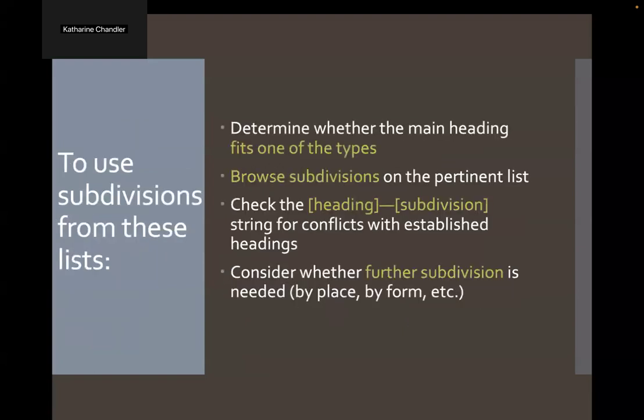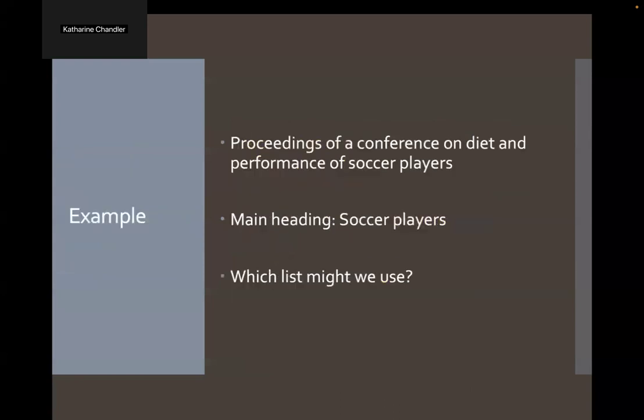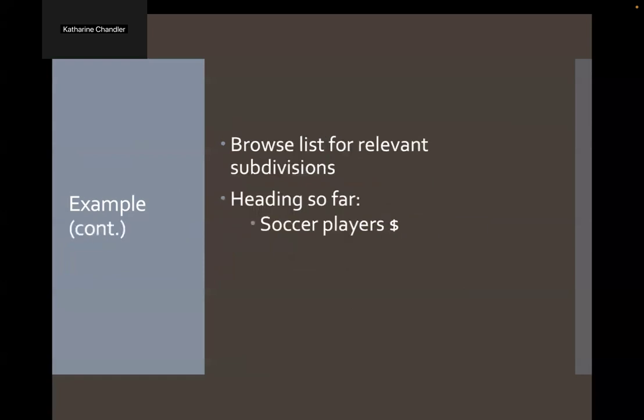Determine whether the main heading fits one of the types. Browse subdivisions on the pertinent list and check the heading subdivision string for conflicts with established headings, and consider whether further subdivision is needed. So, for example, proceedings of a conference on diet and performance of soccer players, main heading soccer players. Which list might we use? So, browse the list for relevant subdivisions.